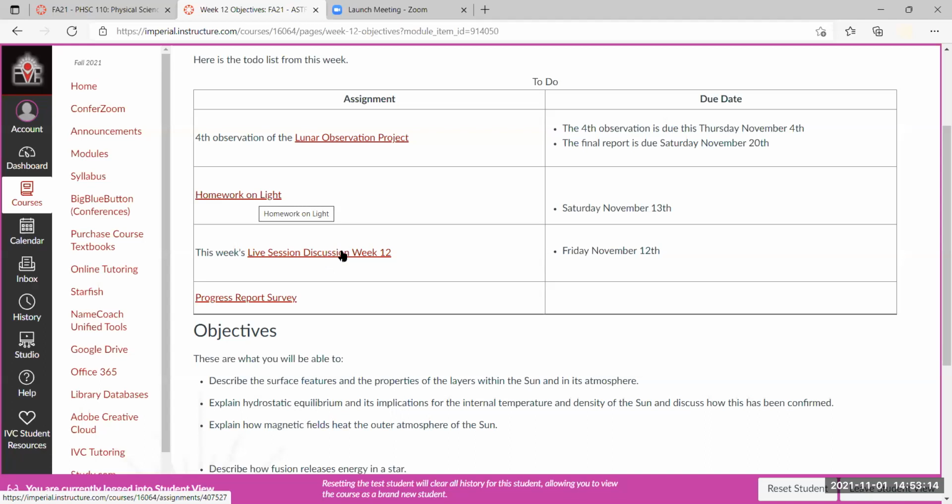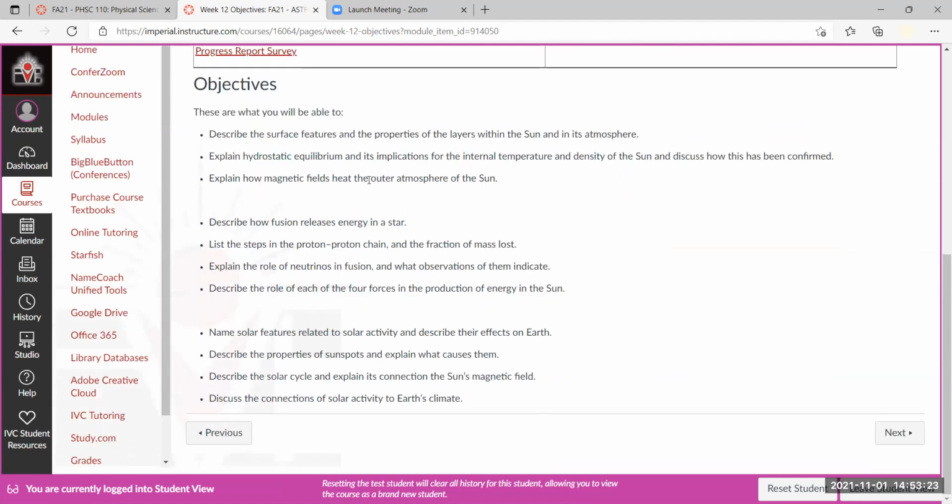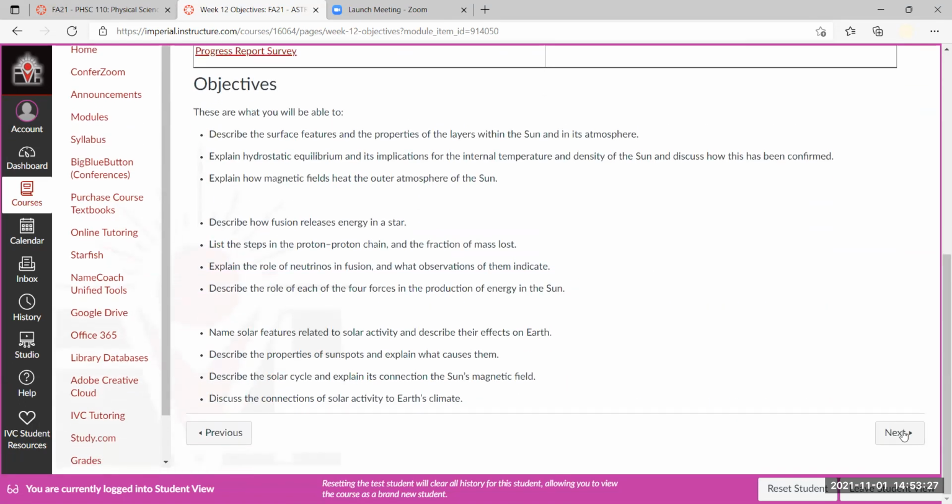You have a homework, like I said before, that is from this week. And you also have the discussions. Actually, there is another discussion from the previous week that we need to pay attention to. And we have the survey that I mentioned before. These are the objectives that we're going to tackle quickly. So I'm going to jump into that.